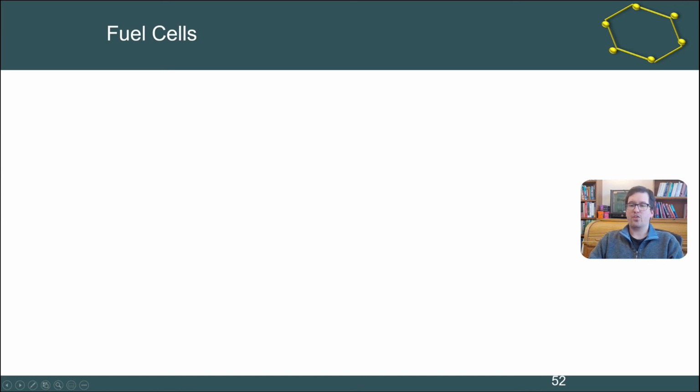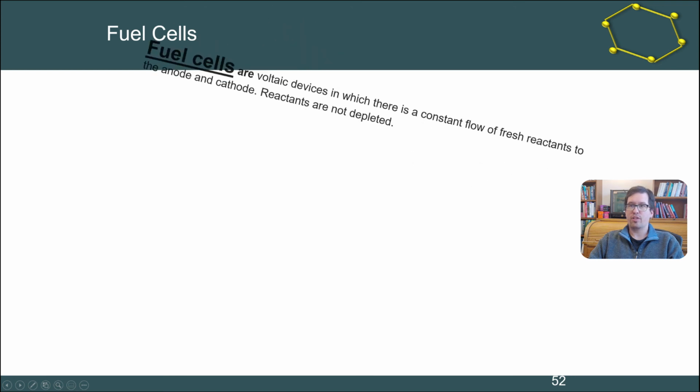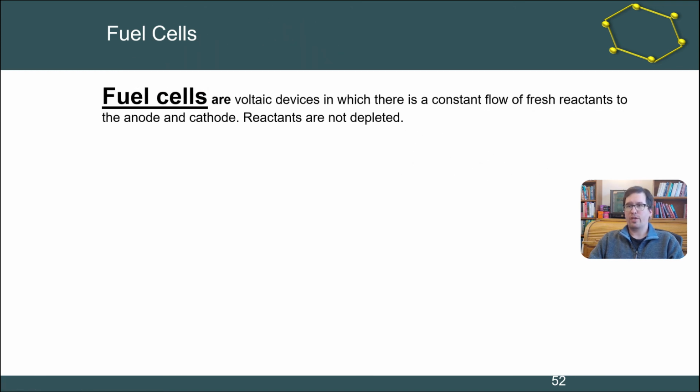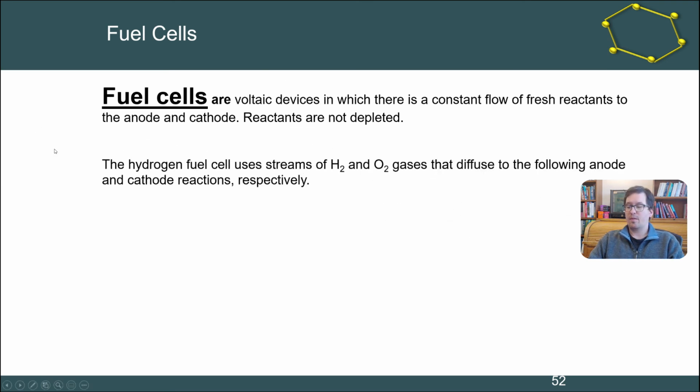Finally, one other application that's gaining a lot of research attention, as it should, are fuel cells. Fuel cells are voltaic devices in which there's a constant flow of fresh reactants to the anode and cathode, so the reactants are not depleted. So the most common example is going to be a hydrogen fuel cell, where we're delivering hydrogen gas from a storage tank, combining that with molecular oxygen from the air in order to generate water. So that's going to be a very exothermic reaction. We're going to be able to use that to generate a current to drive a motor.